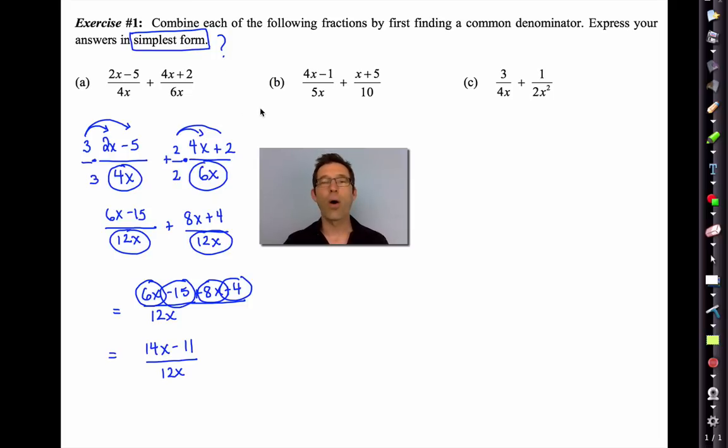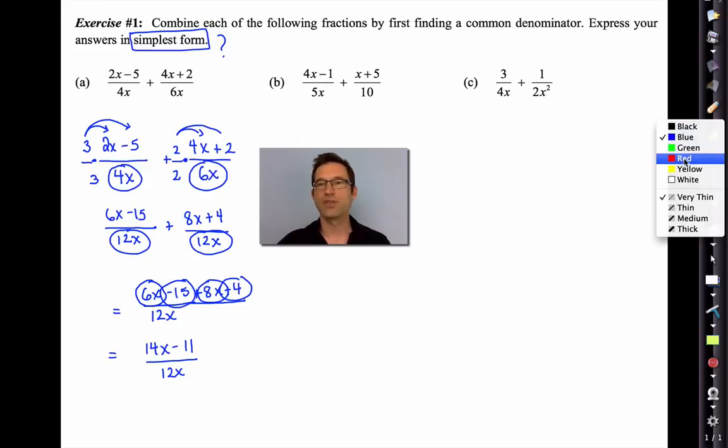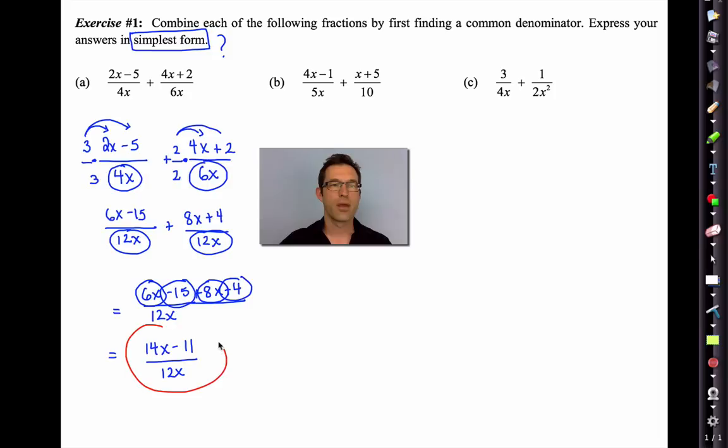Now here's where all of the math that you've been doing for the last few days has to come into play. In order to simplify something, you first have to factor it, and then you have to cancel common factors. So take a look at this fraction. Let me really just circle it in red. The only way we can simplify this is if we factor and then cancel.